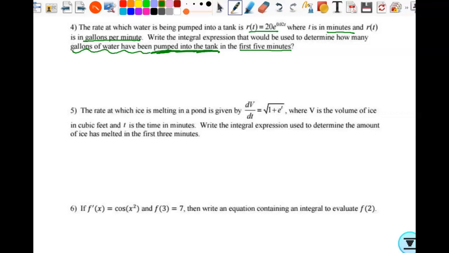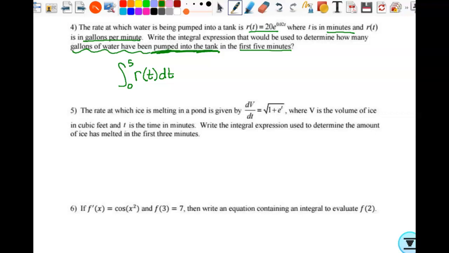Am I adding or subtracting anything to this? No, this is not a snapshot. This is pure accumulation. How much has been added or how much has been taken out, which means it's just the integral. And in the first 5 minutes, we're going from 0 to 5 of R of t dt. And that's it, right? Everybody good with that? Do you see why we didn't add or subtract anything?